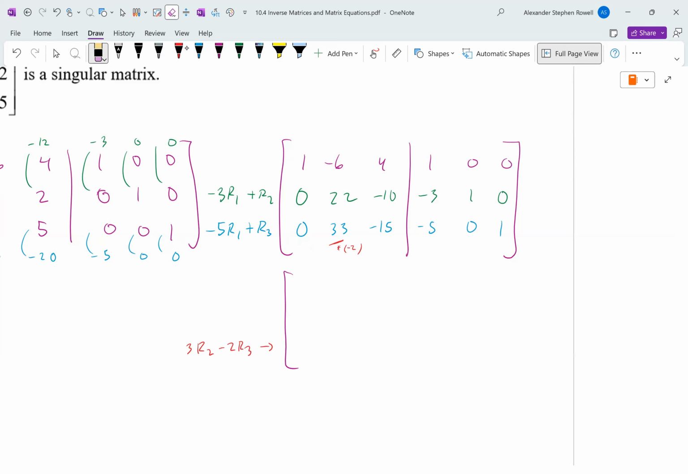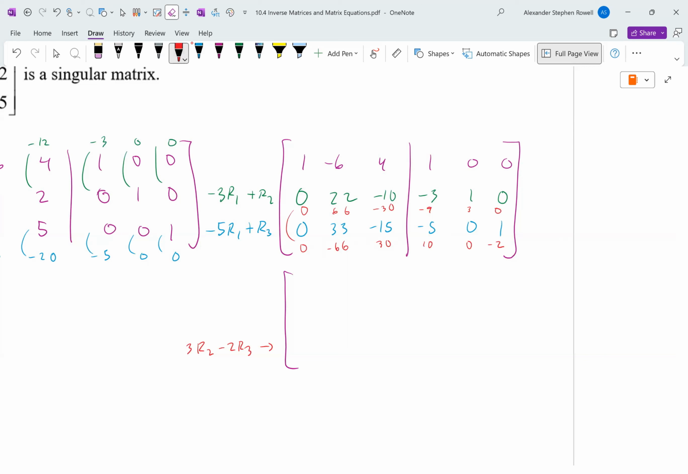So I'm going to write these down. 3 times the green row would be 0, 66, -30, -9, 3, 0. And -2 times the second row, or the third row, sorry, is 0, -66, 30, 10, 0, -2.